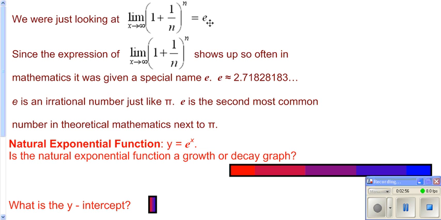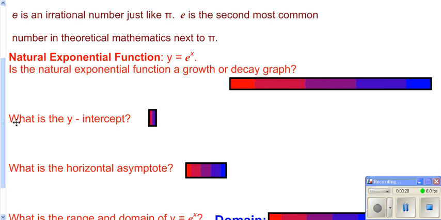Well, since this number shows up so much in math, we give it a name. Instead of calling it pi, like we do for the ratio of the circumference of a circle to the diameter, we call it the natural number e. It's approximately what we figured out on the previous page. e is an irrational number just like pi, so we can't accurately represent it as a decimal. It shows up a lot in theoretical mathematics just like pi does.